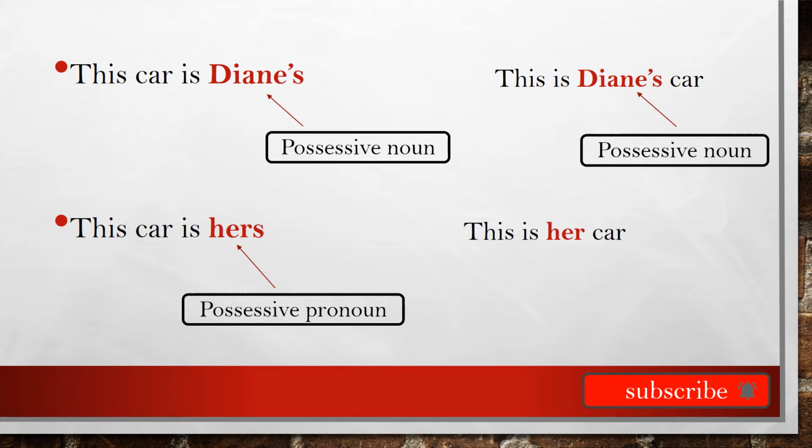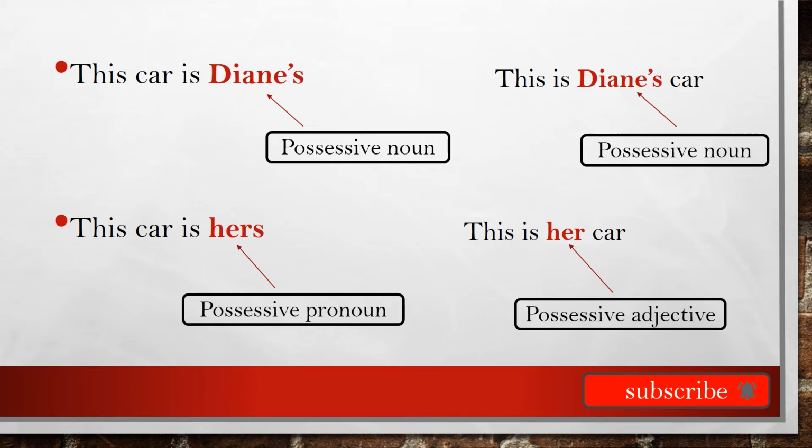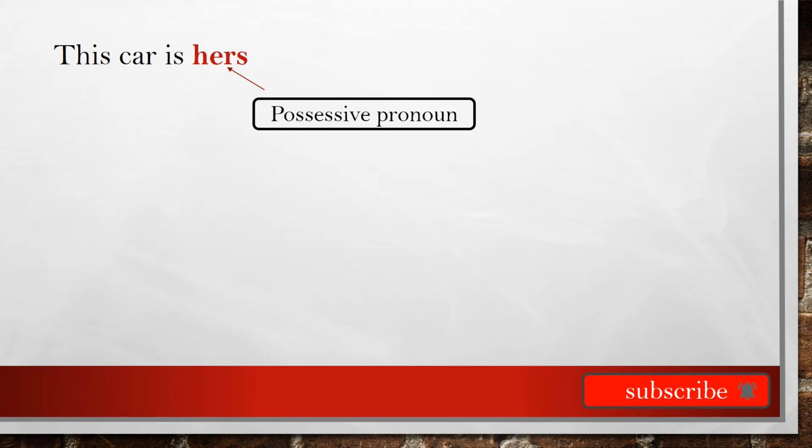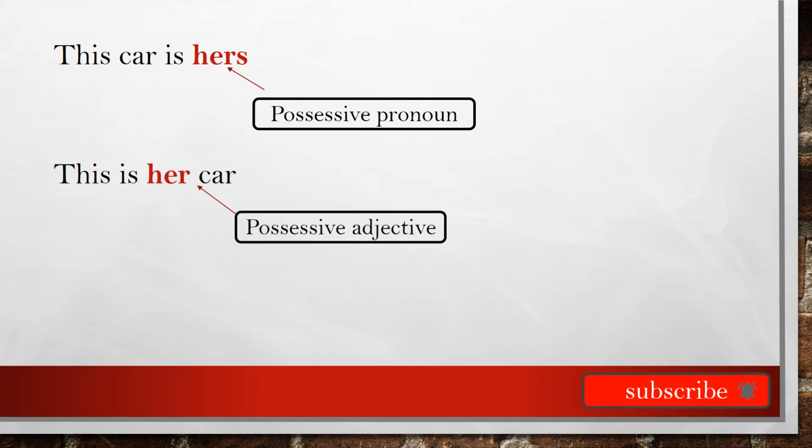Let's look at this. This is her car. In this, Diana's is changed into her. It acts as a possessive adjective. Let's see what is a possessive adjective. Look at this sentence. This car is hers. In this, hers acts as a possessive pronoun. Look at the next sentence. This is her car. In this, her acts as a possessive adjective.